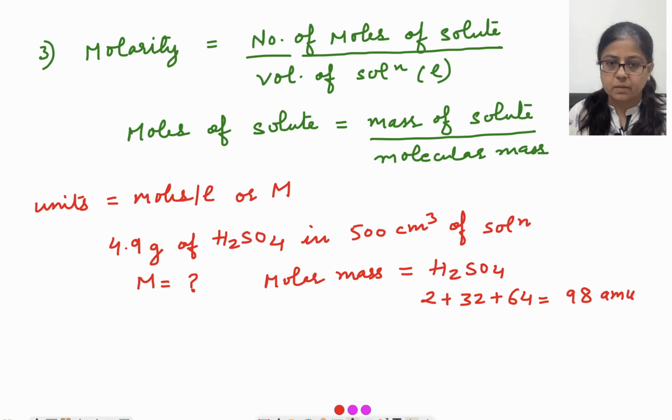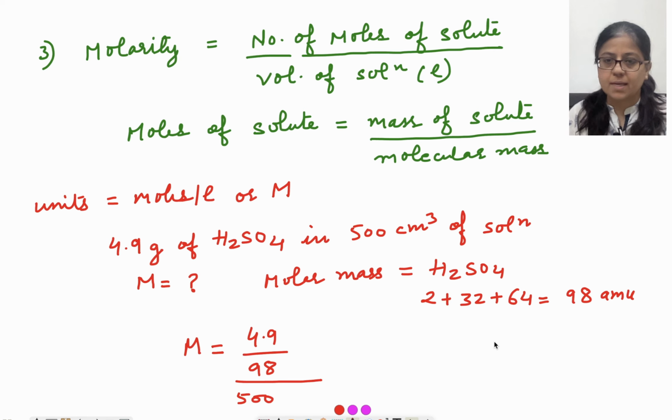Let us calculate here. So molarity will be equal to 4.9 grams of solute divided by 98 AMU of H2SO4, and this is the number of moles of H2SO4 which we will divide by volume of the solution taken in liters. So 500 centimeter cube. What does this mean, students?